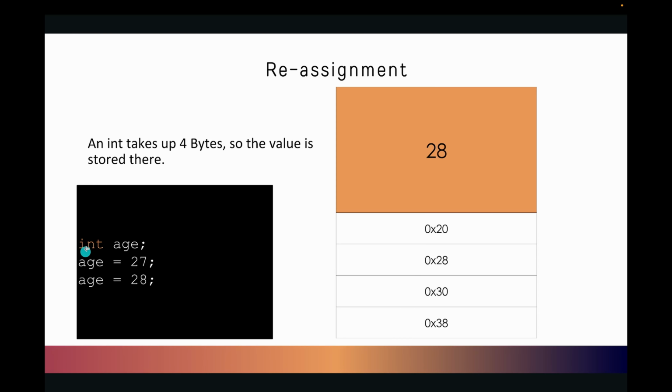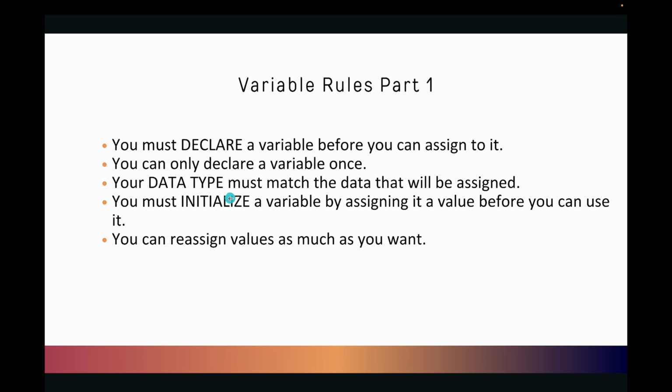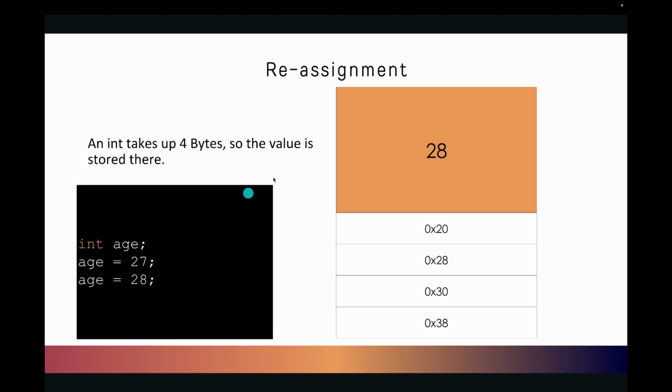And you can't reallocate the memory that's set. You can make new variables, but you can't reallocate that same memory to a different location. You also, again, have to initialize the variable before you can actually use it, right? If you're using age without assigning a value to it, you're just going to get gibberish, and your compiler won't even let you do it.